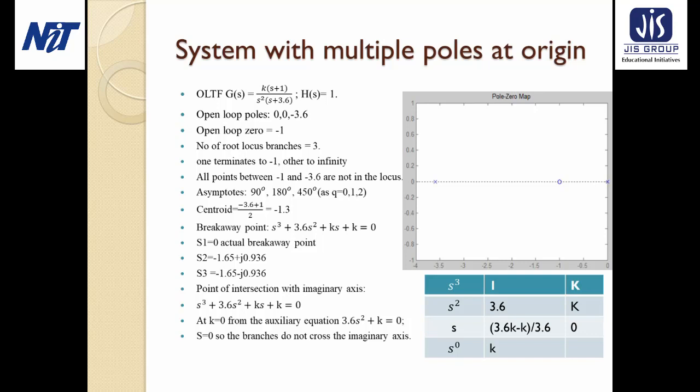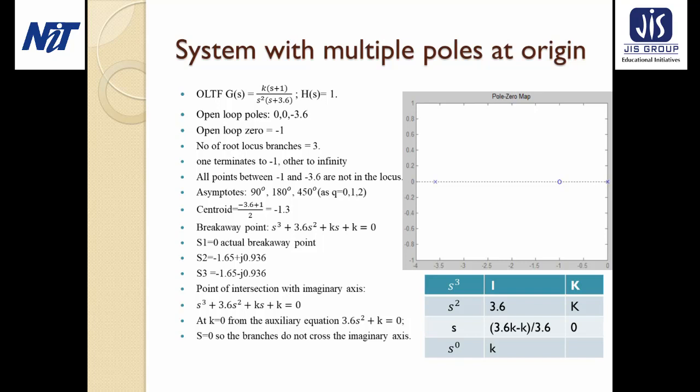Similarly, like the previous problem, we need to find out the asymptotes, and as q is varying over 0, 1 and 2, and the difference between the number of poles and the number of zeros is 2, because there are 3 poles and only 1 zero. So the difference between the number of poles and zeros becomes 2. So we are getting 3 asymptotes, and these 3 asymptotes are 90 degree, 180 degree and 450 degree.